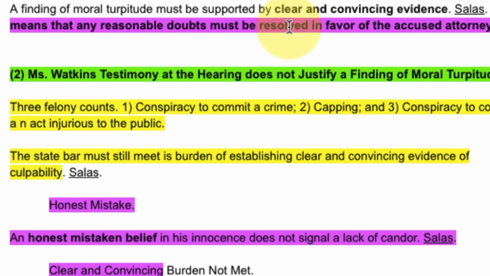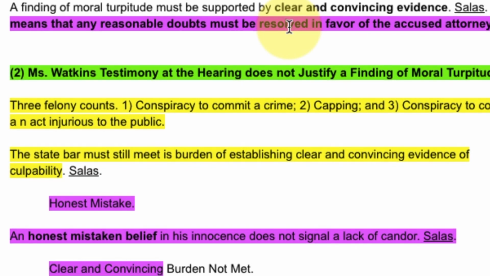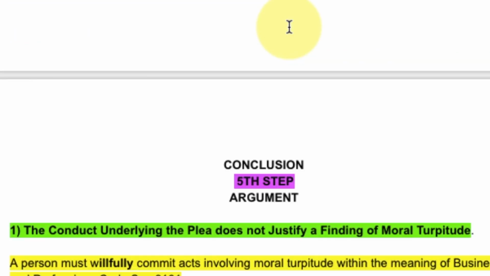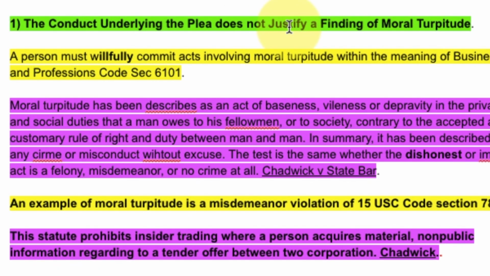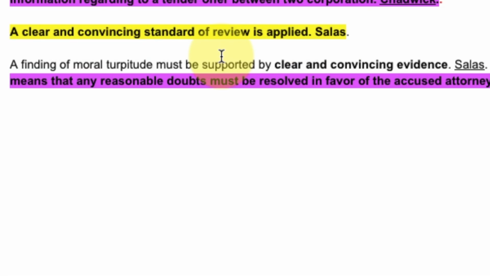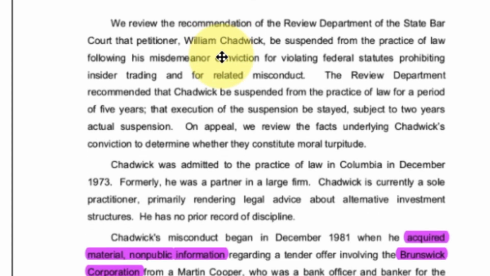And then it says that, okay, again, if you apply that standard, clear and convincing evidence, which they should in this case, then that means that if there are any reasonable doubts, they must be resolved in favor of the accused attorney. So that's going to be key as well. And I'm going to show you guys how I found this in the case. Let's do that now. And we'll get to this other part later. Okay. Let's see now. So this is the issue here. The first issue about the plea. See that? And here's where I found the information.